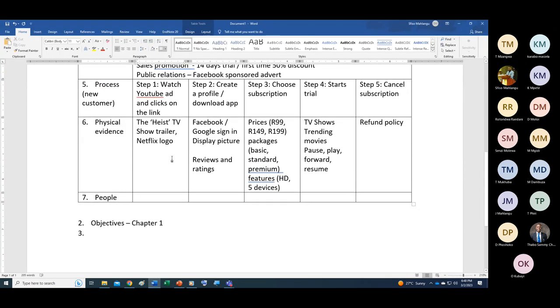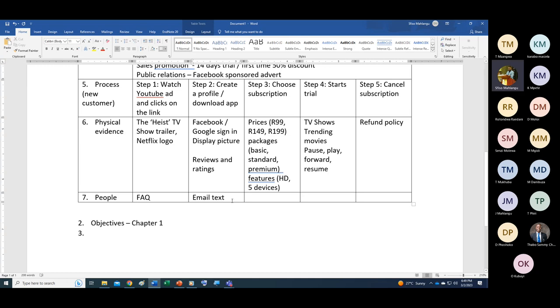So in this case, customers watch a YouTube ad, they click on the link. And during that stage, they saw the Heist TV show trailer and Netflix logo. If they have problems during that stage, or they need help, or they need more information, what are we providing customers with? So in this case, if we are providing customers with frequently asked questions, how do you sign up? What payment methods are accepted, and so on? It's part of the people element. When they create a profile, we want to do a verification alert, and we do an email text alert.